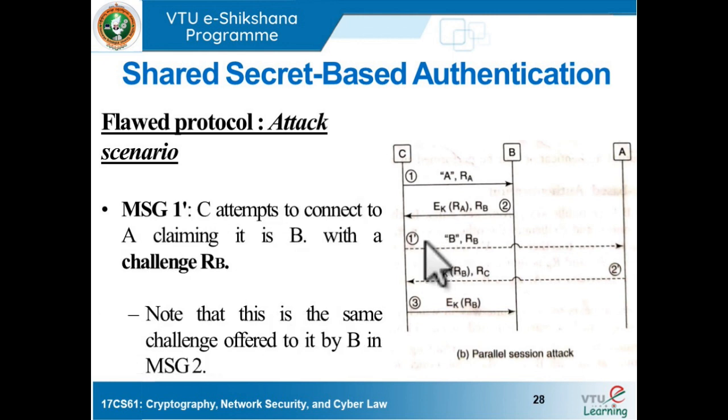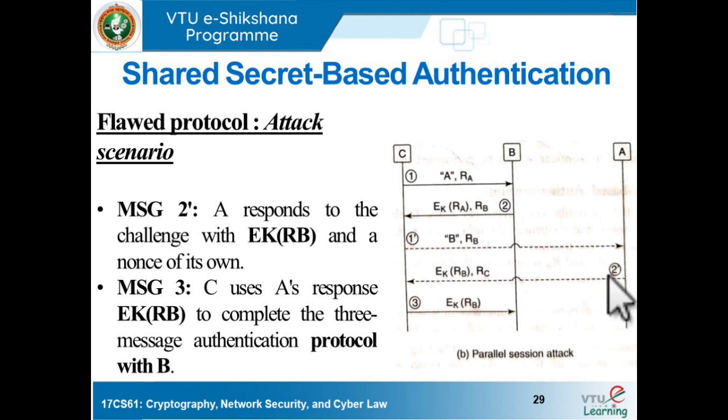Now what happens in the third message? The third message over here we represent as message 1 dash. Now C attempts to connect to A, claiming to be B. Here you can see that C is sending a message to A, and it is sending the identity of B along with the nonce RB. Note that this message is the same message offered to it by B in message 2 in the previous slides.